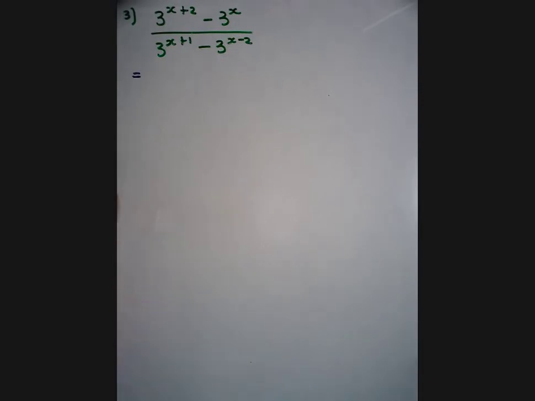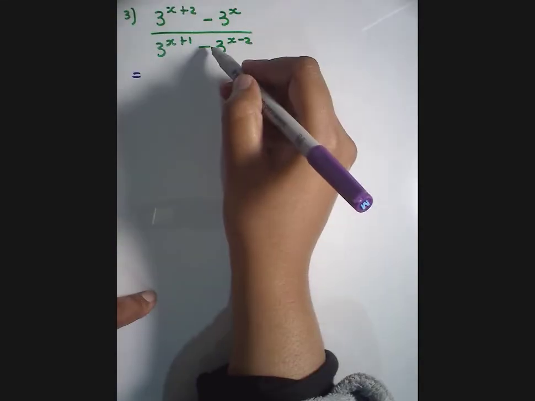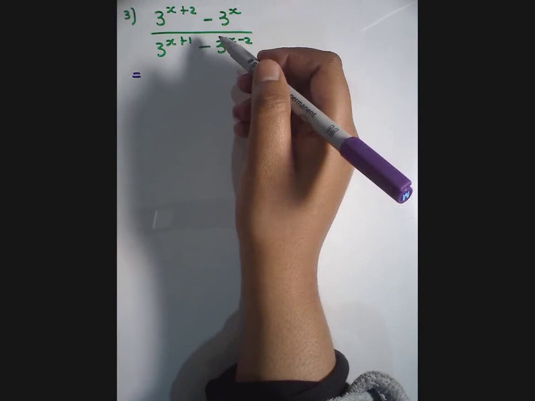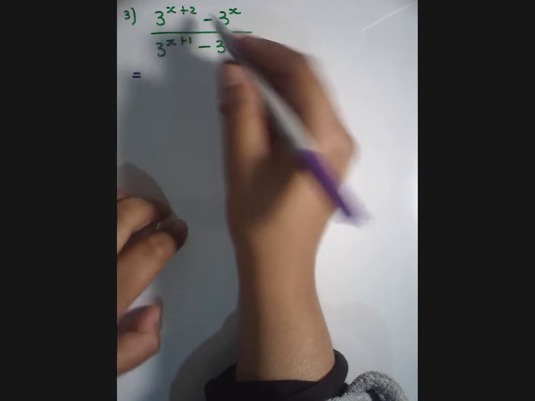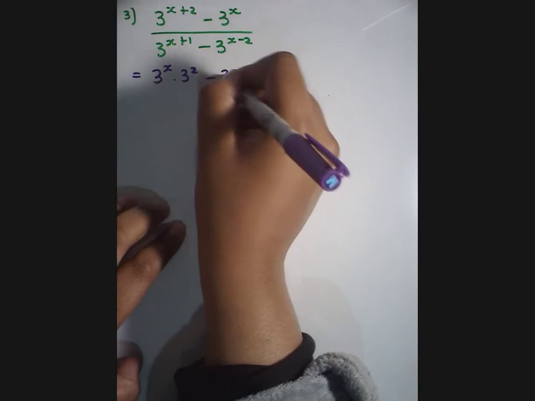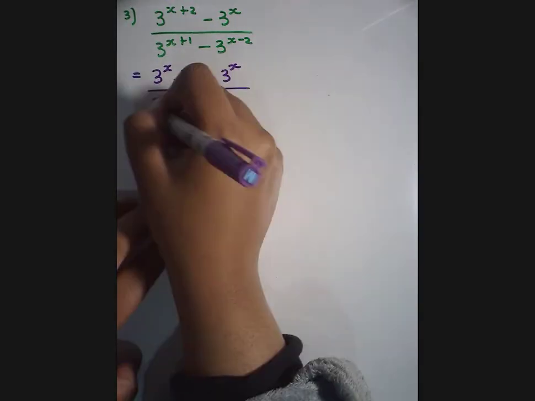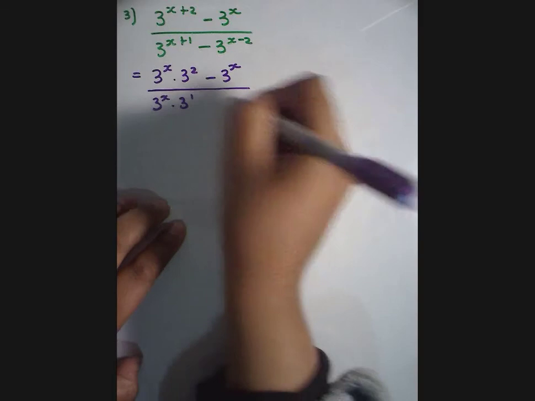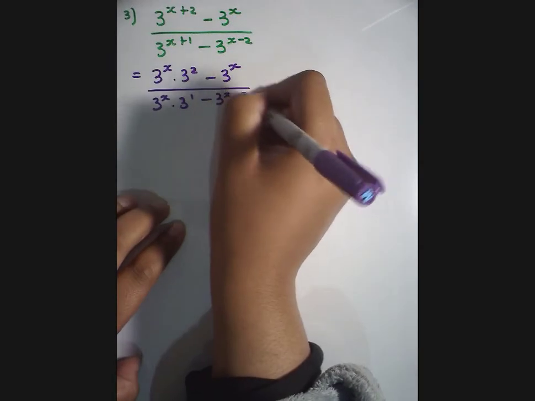So here it's subtraction in the middle. See, here's a subtraction sign, here's a subtraction sign. If it had dots, that would mean it's multiplication. So we need to separate the terms. So 3 to the power of x times 3 to the power of 2 minus 3 to the power of x, all over 3 to the power of x times 3 to the power of 1 minus 3 to the power of x times 3 to the power of negative 2.